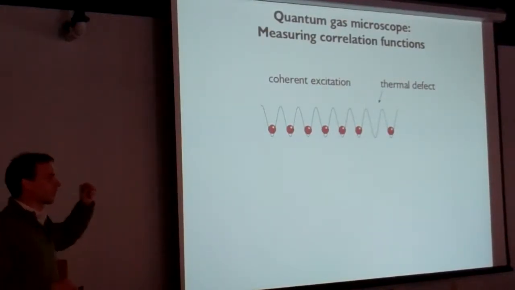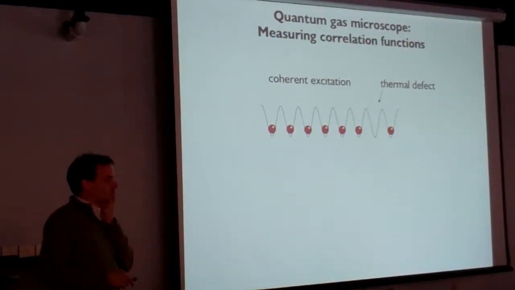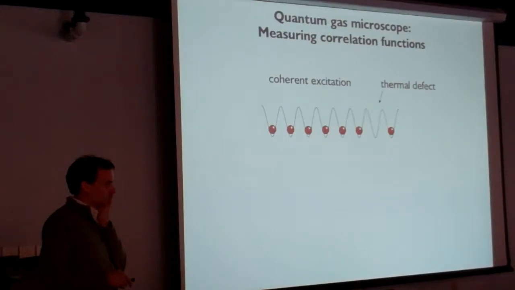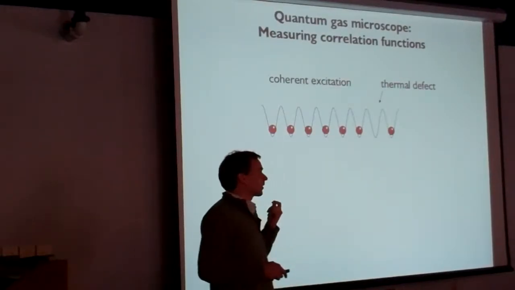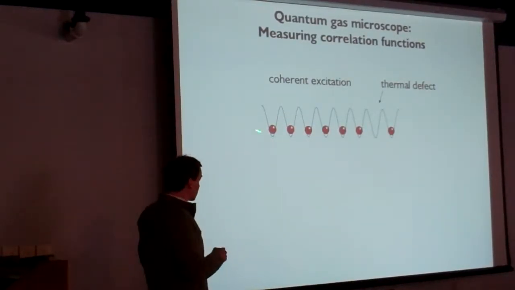So, we have these processes all the time. When you draw the potential for the optical lattice, do you ever get defects in the potential? Or is the sinusoidal assumption... The sinusoidal is very good.